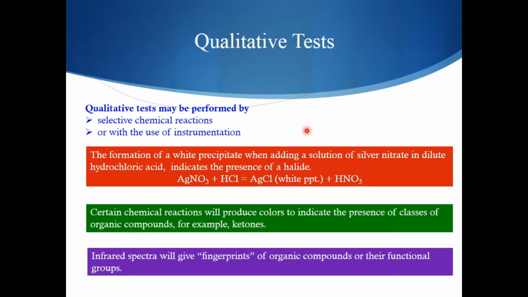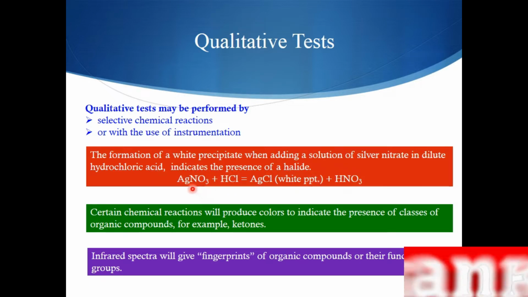There are different tests by which we can perform qualitative analysis. Qualitative tests may be performed by selective chemical reactions or with the use of instrumentation. So we can use selective chemical reactions, or there are different instruments by which we can perform qualitative tests, which we will discuss in the next slides. By means of selective chemical reaction, for example, the formation of a white precipitate when adding a solution of silver nitrate in dilute hydrochloric acid indicates the presence of a halide.